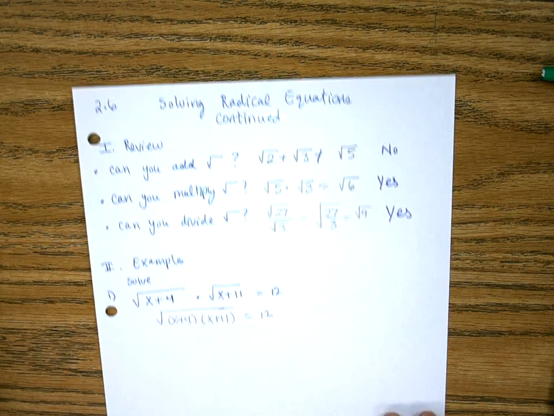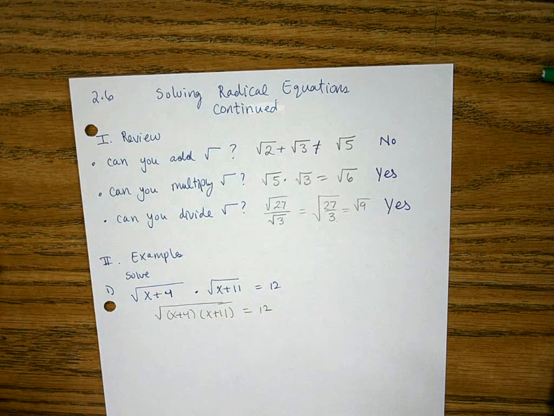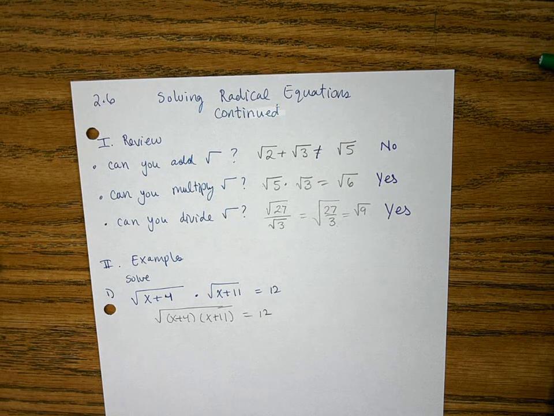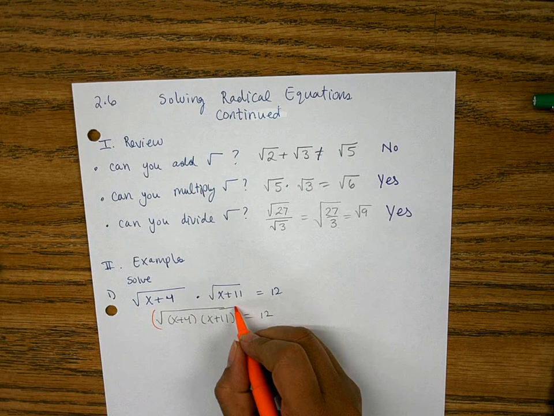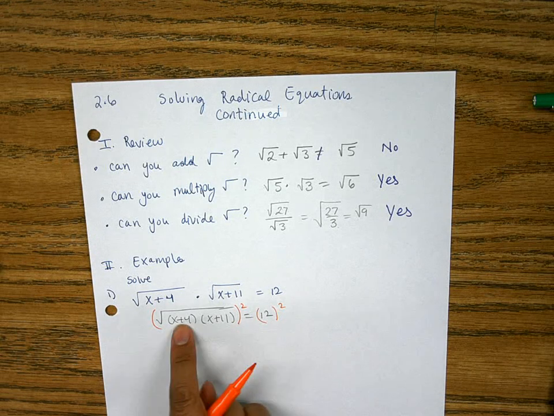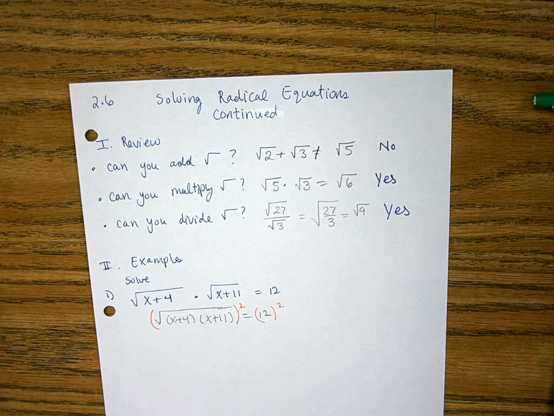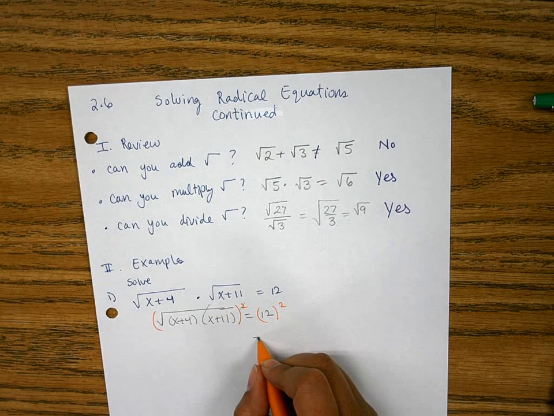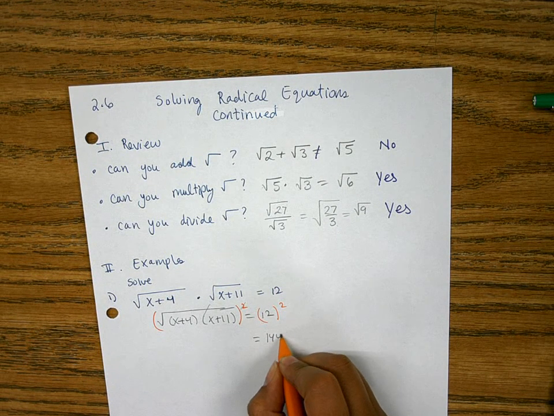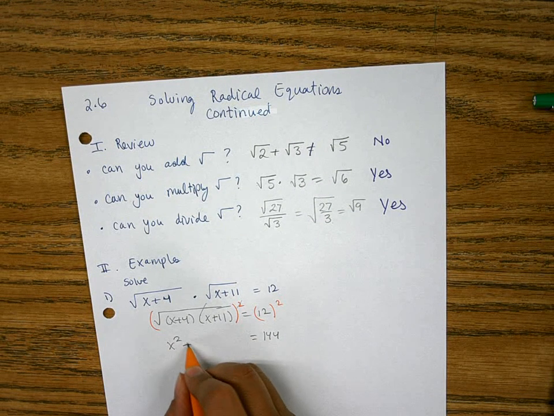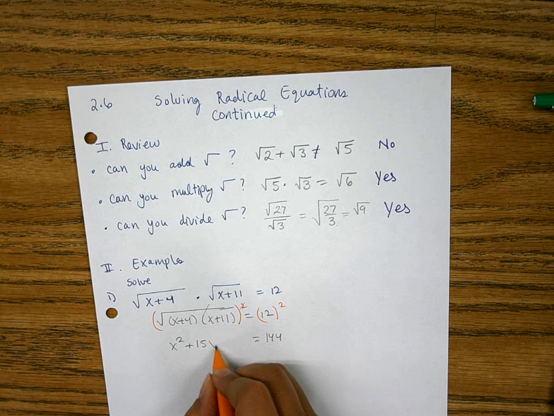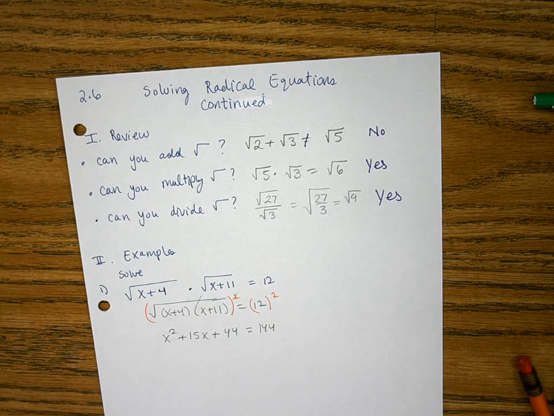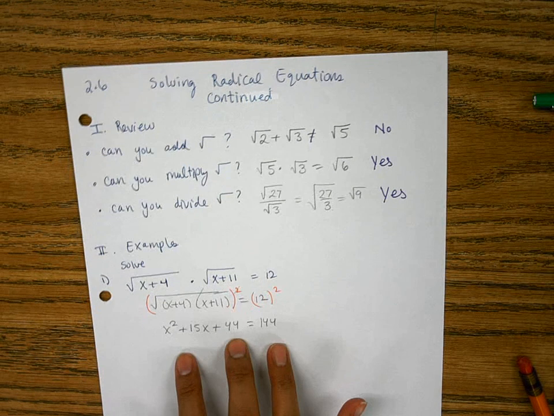equals 12. And now we can do the steps that we had the other day, where step 1 was to isolate the radical, which it already is. Step 2 was to undo the radical, and we do that by squaring both sides. So I'm going to do two things at one time. I'm going to square, and I'm going to FOIL the inside. Squaring, the radical and the exponent undo each other. 12 squared is 144, and I'm going to FOIL that. x squared plus 15x plus 44 equals 144.